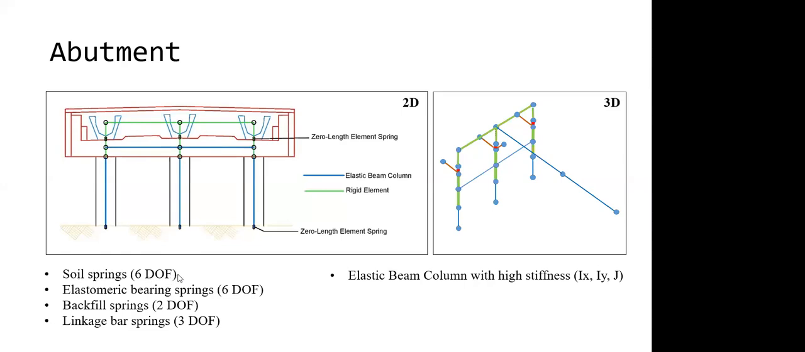Over here, my storage springs, I have 6 degrees of freedom, which is at the bottom here. It's also a zero length uniaxial elastic element in all 6 degrees of freedom, in translational and rotational directions. And for my elastomeric bearing spring, at the top here, it is also 6 degrees of freedom. And then I have backfill springs, 2 degrees of freedom, representing the longitudinal and the transverse direction. And my linkage bar is just 3 degrees of freedom, also longitudinal, transverse, and vertical. All these are at these 3 locations, which are the zero length element springs.